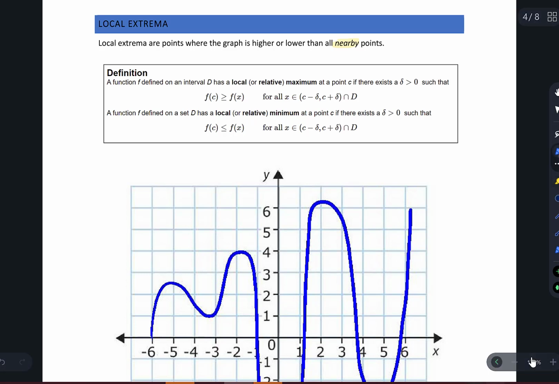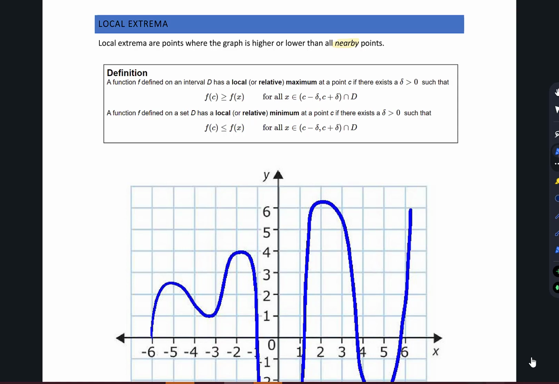A function f defined on an interval D has a local or relative maximum at a point c if there exists some delta greater than 0 such that the function evaluated at c is greater than or equal to the function evaluated at x for all x that are within delta of c.